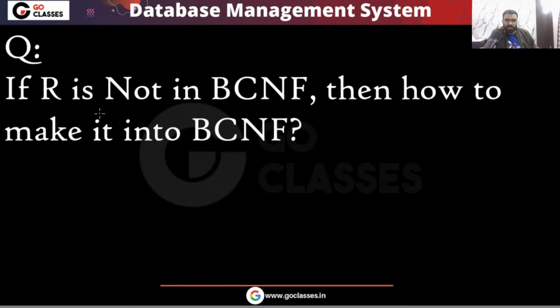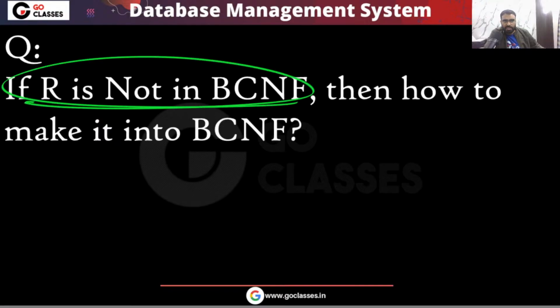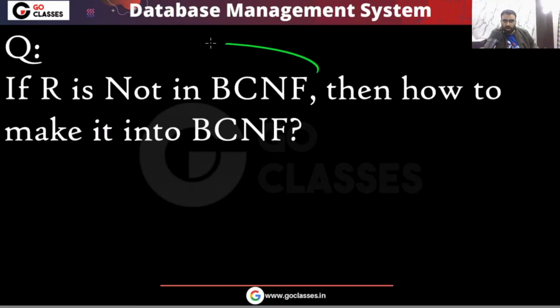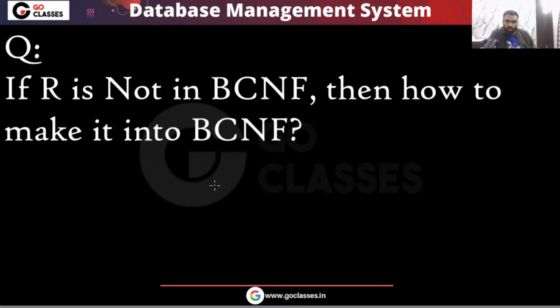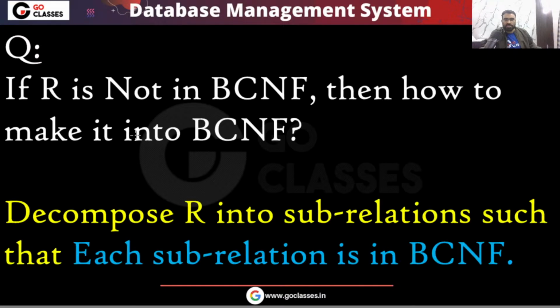Tell me the answer for this question. If R is not in BCNF, there is a relation R which is not in BCNF, then how to make it into BCNF? I told you the answer. If R is not in BCNF and you want to convert it into BCNF, then you can decompose R such that every sub-relation is in BCNF. Yes or no? Okay, so this is the answer.